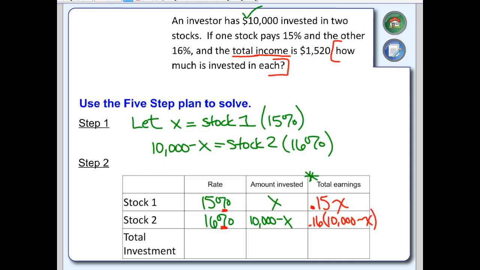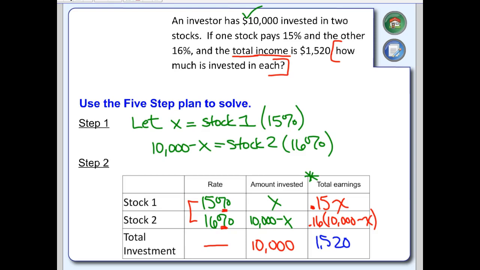Now, if we're looking at the total investments rate, well, we've got 2 different rates here, so we're not going to really worry about something to put in there. What was our total amount invested? Well, we already know that was $10,000. And then what was our total earnings? How much did he make on his investment? Well, $1,520 was his total earnings from his investment.